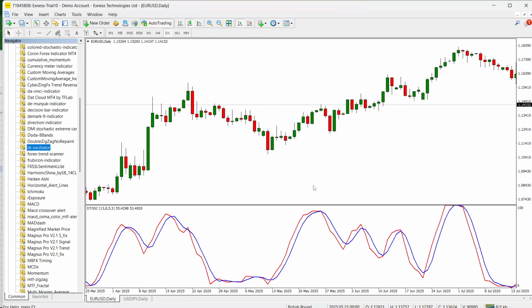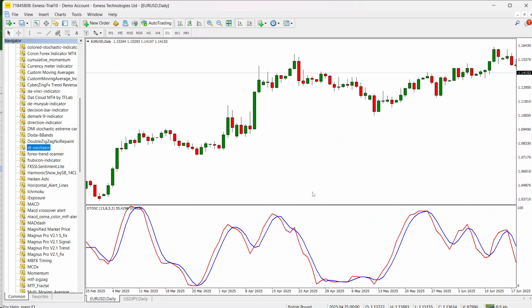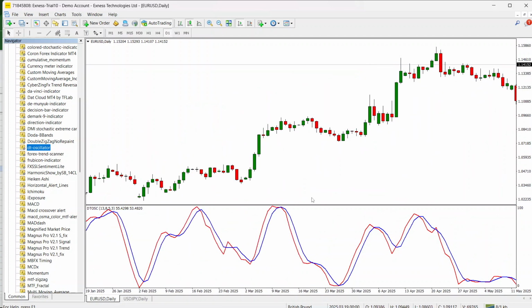The DT Oscillator displays in a sub-window with two lines. As you can see, the two lines, red and blue. The red line is an 8-day SD Stochastic and the blue line is a 13-day SK RSI.